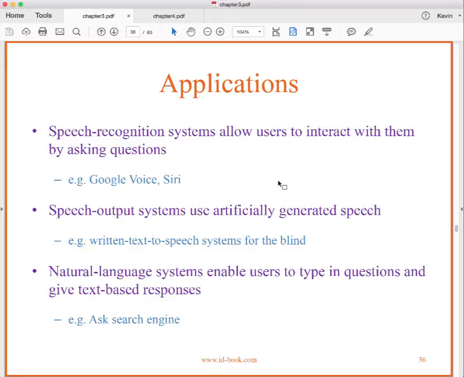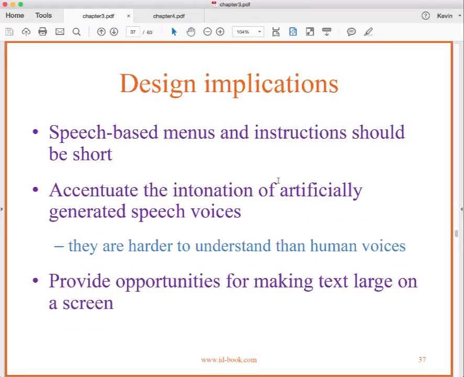Okay, so let's move ahead. So what are some of the design implications of stuff we've talked about in the last couple of minutes? Well, speech space menus and instructions should be short, okay? I don't know about you, but as soon as I get into one of those speech menus and they get up past 4 alternatives, I'm really at a loss for what I wanted. So have these things where they give you 7 alternatives. You can't keep all of them in your mind, or not well.